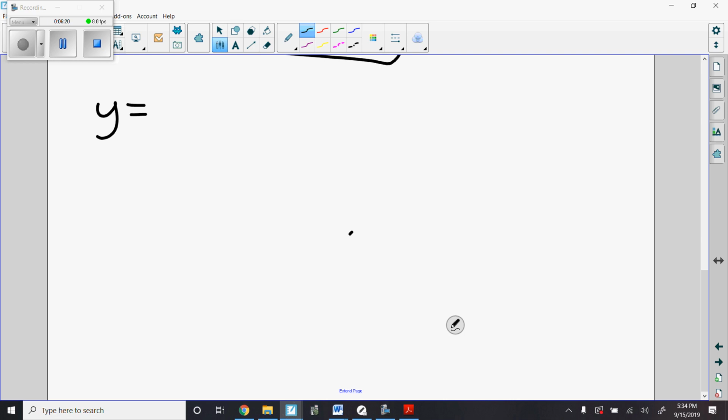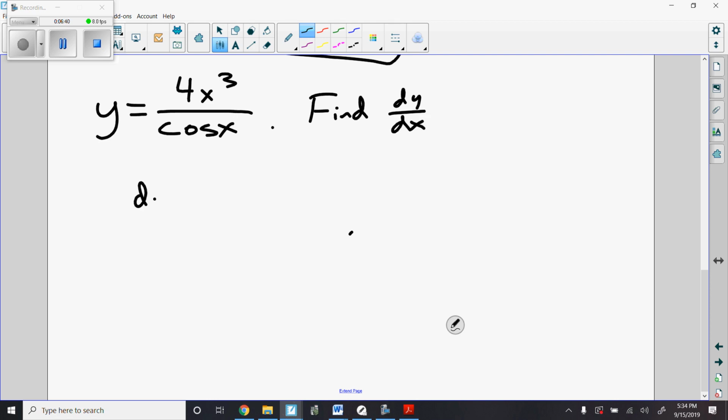y equals, let's do 4x cubed over cosine x. And our goal here is to find dy dx. Well, dy dx will equal the derivative of the top function, that's 12x squared, times the bottom, which is cosine x, minus the top function, which is 4x cubed, times the derivative of the bottom, which is negative sine x.